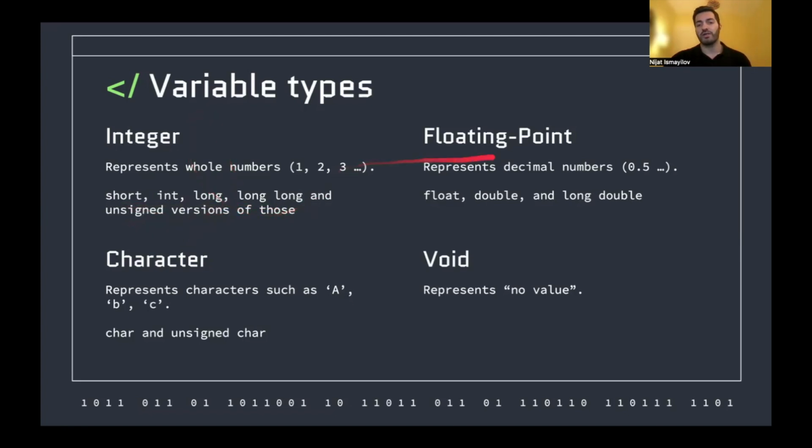If you're going to look into it, floating point variables are holding decimal numbers, and it has three types, and those vary for the size of the number they can hold.